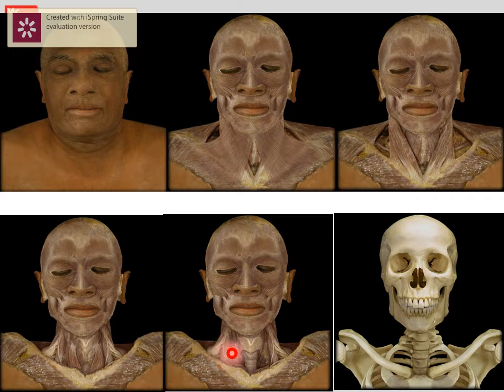So when you perform cutting up a specimen on your own, it is called dissection. But if it's already performed and you're just observing a dissected body, it is called prosection.